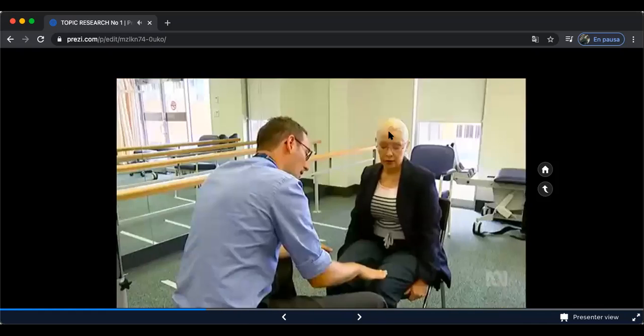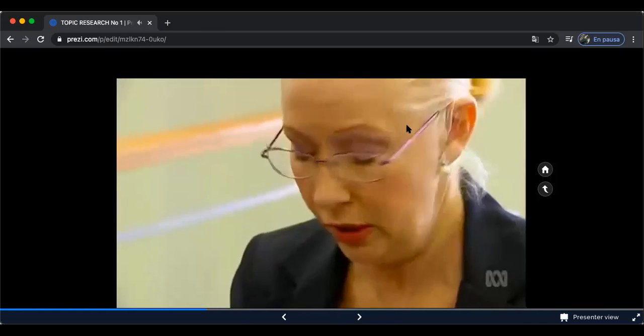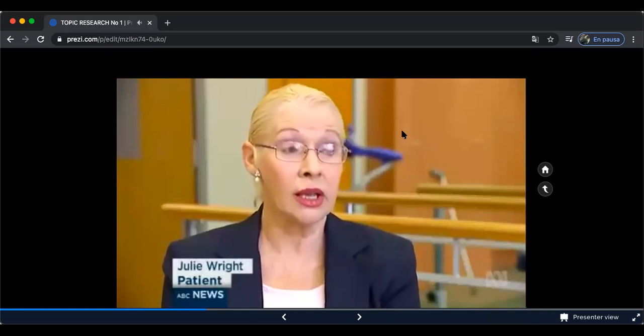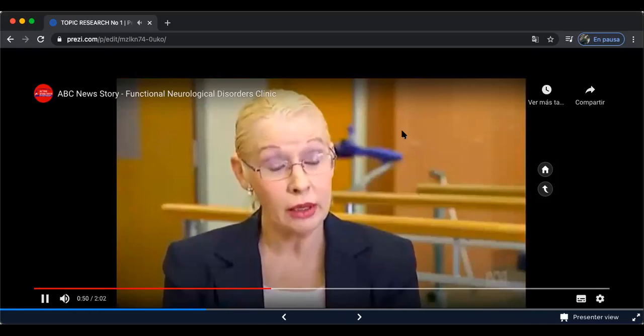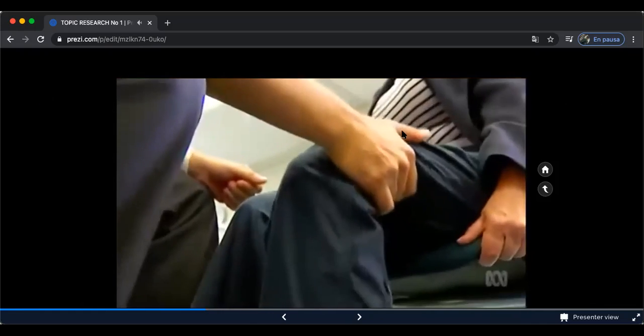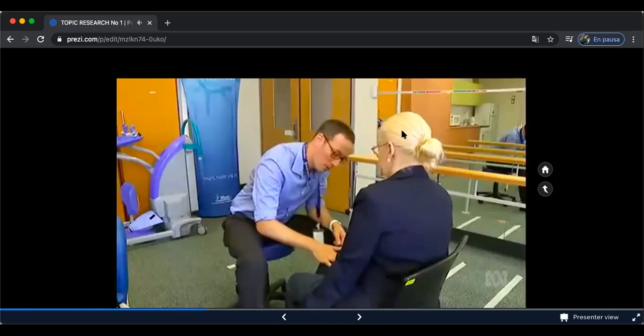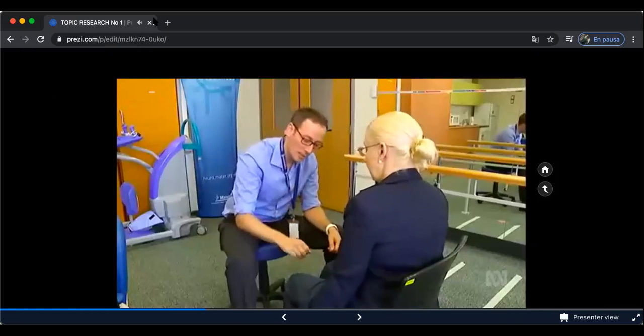"This one, lift up as hard as you can." Julie Wright's experience was similar. "No balance, falling backwards. My left leg was very weak." After endless tests, the pair were eventually diagnosed with a functional neurological disorder. These are very disabling disorders.